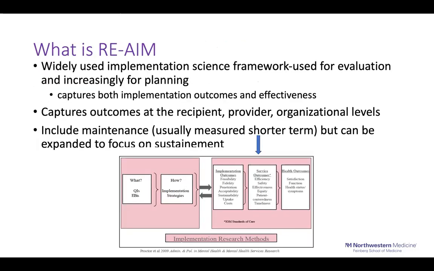So what is RE-AIM? RE-AIM, which stands for Reach, Effectiveness, Adoption, Implementation, and Maintenance, is a very widely used implementation science framework used for both evaluation and, increasingly, for planning. And it captures both implementation outcomes and effectiveness. Here you can see from the Proctor logic model some of the outcomes that you will hear about when we talk about RE-AIM. It also includes maintenance, which is usually measured at the shorter term, but can also be expanded to focus on sustainment, which is a very important component of scale-up. And at some point, we'll be talking a little bit about sustainability and scale in a different lecture.